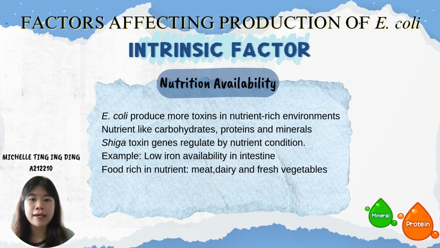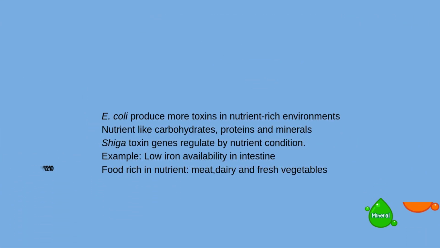Research has shown that Shiga toxin genes are regulated by nutrient conditions. For example, low iron availability in the intestine can actually trigger increased toxin production in some strains of E. coli. Foods that are rich in nutrients include meats, dairy products, and fresh vegetables. If these foods are contaminated or not handled properly, they can support bacterial growth and toxin production. So, nutrient availability is important because nutrient-rich foods can support bacterial metabolism and enhance toxin production.